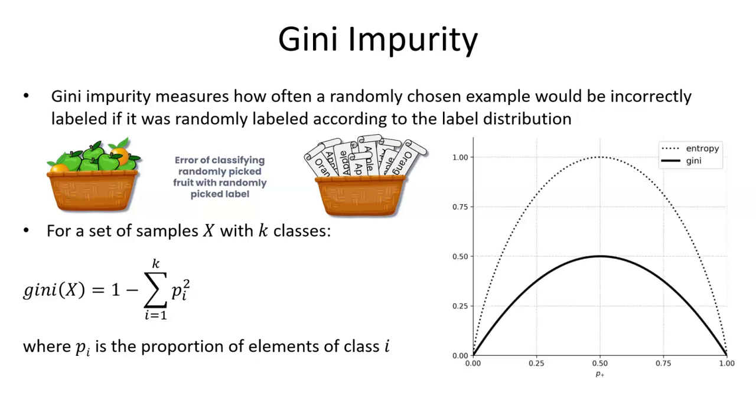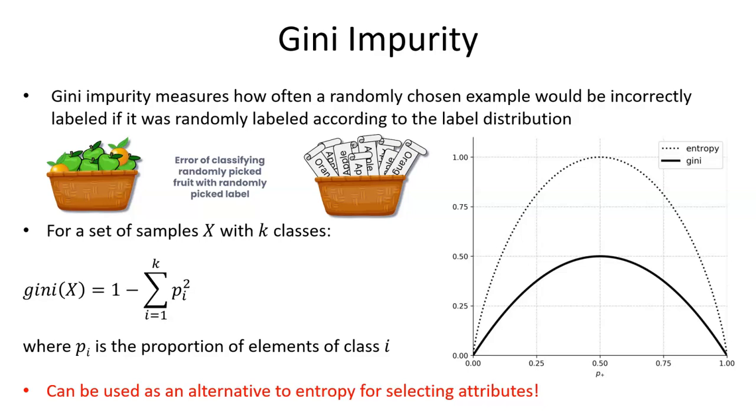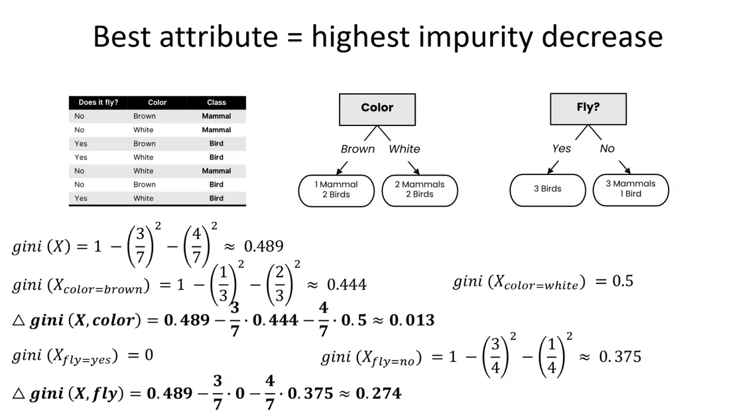Here you can see entropy is higher, and the Gini index is 0.5. So you can see the difference between entropy and Gini index, and how they work differently. It can be used as an alternative to entropy for selecting attributes. The best attribute is the one with the highest impurity decrease. Then we have color and fly, and then we have the Gini index for color, and then how we find all this.